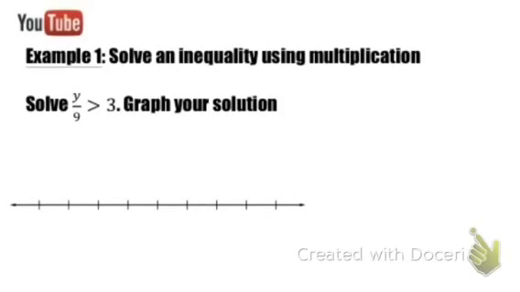Alright, in this example, we are going to solve the inequality y divided by 9 is greater than 3. Afterwards, we're going to graph our solution. So I'm first going to write the inequality on the right hand side. And since I know that y is being divided by 9, to solve this inequality, I am going to multiply both sides by the denominator 9, and then simplify.